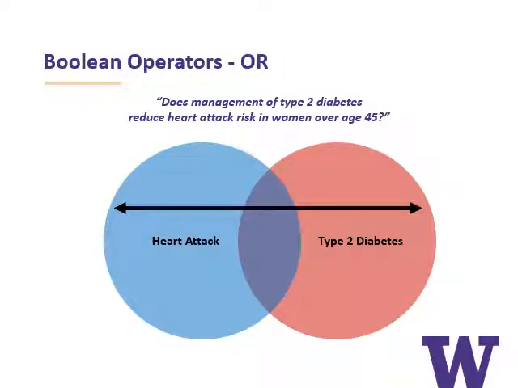For this portion of our PICO question, we're using AND instead of OR because of how these two operators impact search results. If we were to search heart attack OR type 2 diabetes, then we would receive results that include everything with these two conditions, when we only need information where they overlap.